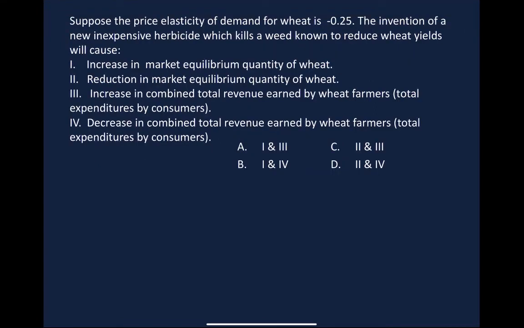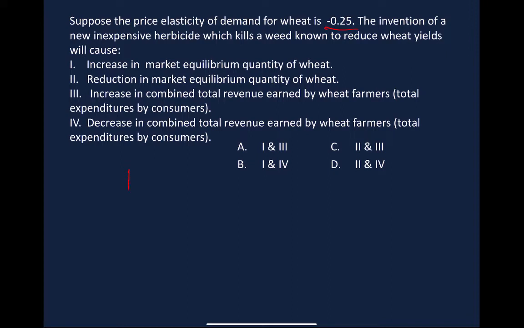Suppose the price elasticity of demand for wheat is negative 0.25. So this is a key. This is relatively inelastic. And then we have the invention of a new inexpensive herbicide which kills a weed known to reduce wheat yields. What will it cause?